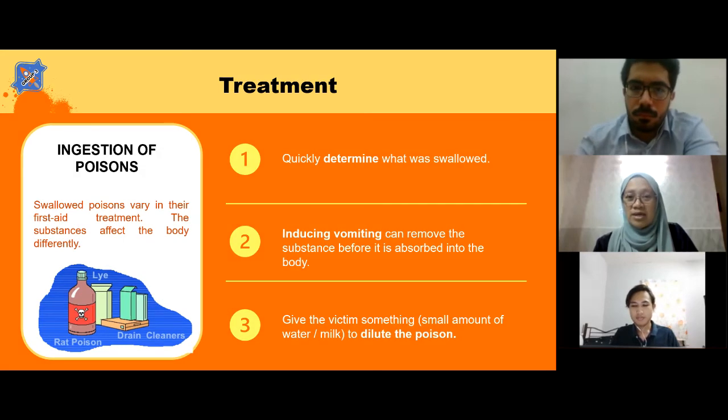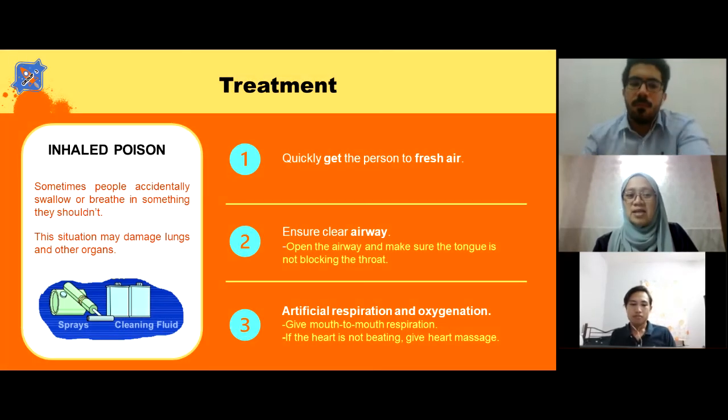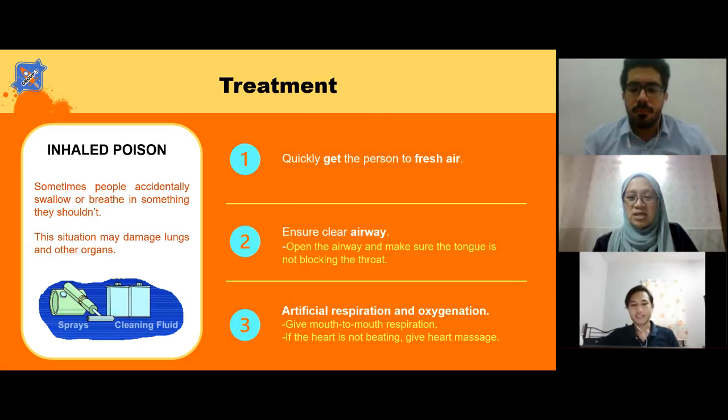Now we look at the second treatment, which is for poisoning caused by inhalation. Sometimes people accidentally swallow or breathe in something they shouldn't. This situation may damage lungs and other organs. Here are 3 methods to assist the patient. The first one, quickly get the person to fresh air. Next, we have to ensure clear airways. Last one, try to create artificial respiration and oxygenation.